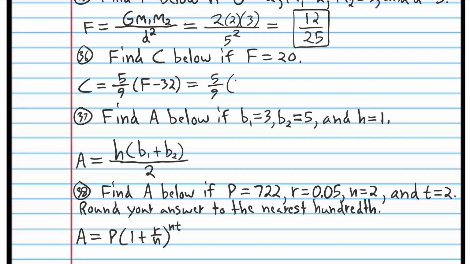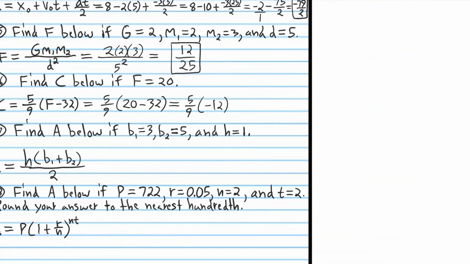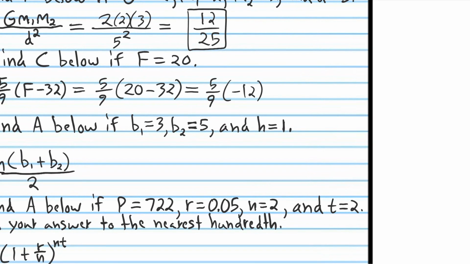And we just plug in 20 for F. PEMDAS tells us to do parentheses first. So 20 minus 32 is negative 12. And now we're multiplying a fraction by a whole number. So we haven't done that much in this class that I remember. So remember how to do this. You just change the whole number to over 1. And then now we're multiplying two fractions.